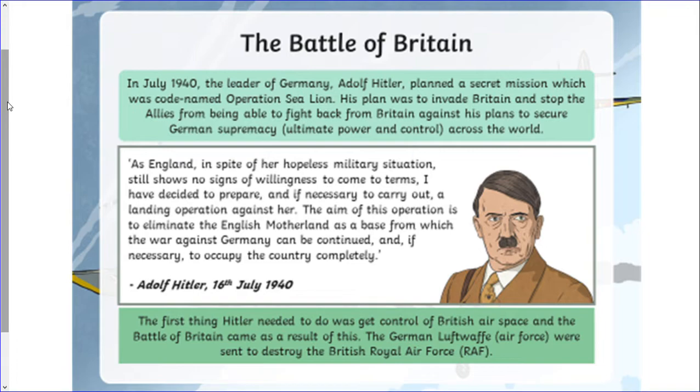The German Air Force was sent to destroy the British Air Force. And this is just a quote that Adolf Hitler said about what he wanted to do. "As England, in spite of her hopeless military situation, still shows no signs of willingness to come to terms, I have decided to prepare, and if necessary, to carry out a landing operation against her. The aim of this operation is to eliminate the English motherland as a base from which the war against Germany can be continued, and, if necessary, to occupy the country completely." So he wanted to take over the whole of Britain.